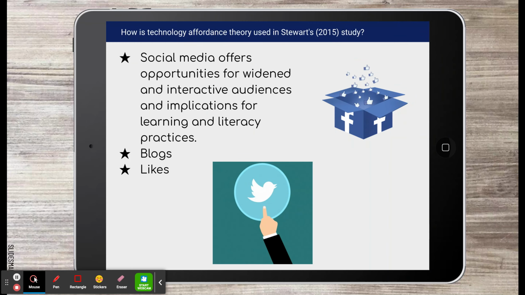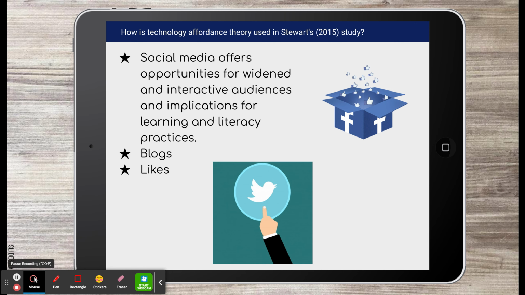So how is technology affordance theory used in Stewart's 2015 study? In Stewart's 2015 study, it discussed that social media offers opportunities for widened and interactive audiences and implications for learning and literacy practices.